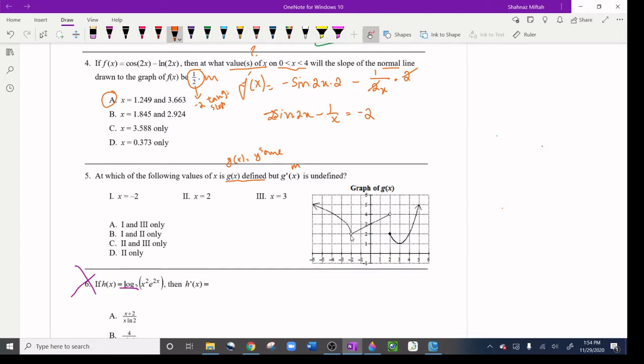Negative 2 is this. It's not defined because that's a g of x function. It's not defined. There is a hole. So I can't do that. We have to have these two conditions there. X equal 2. That's x equal 2.